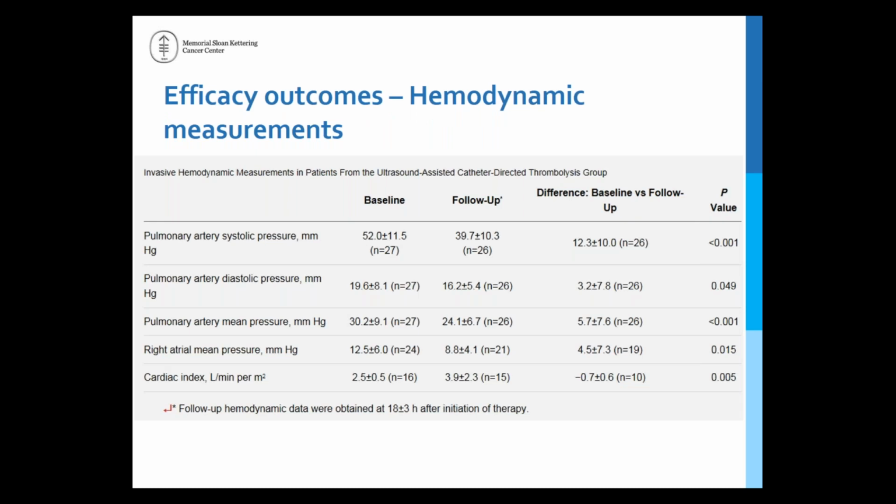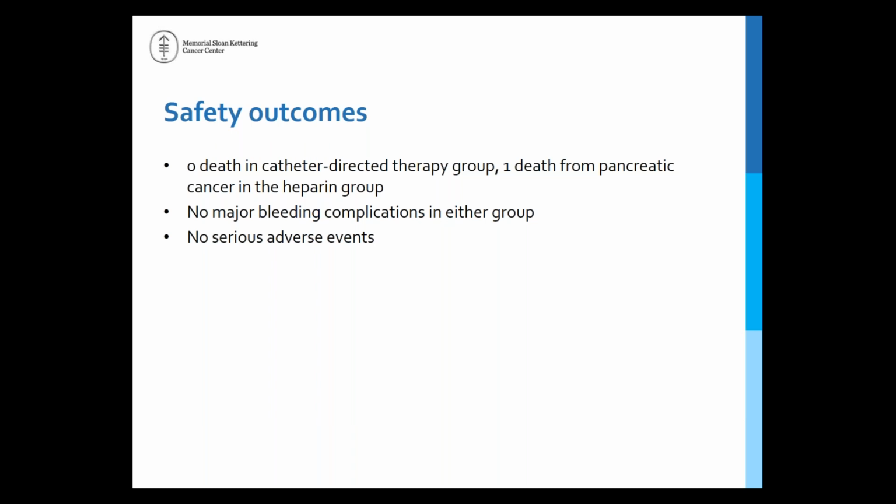It also showed that the other markers that somebody might look at, the pulmonary artery systolic pressure, the right atrial mean pressure, and the cardiac index, were all improved within 24 hours when the patient undergoes catheter-directed thrombolysis. It was nice to note that the RV-LV ratio and other factors are improved with catheter-directed thrombolysis.